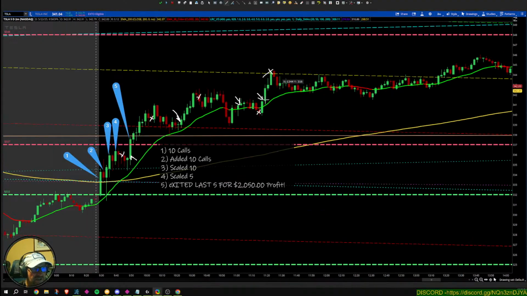Here's my Tesla trade. This is actually where I got out with my small account, but I got in at the same time. With my large account, I got 10 calls right at the one. Why did I do that? We had come up, tested the 332, and broke above the 332 really strong.